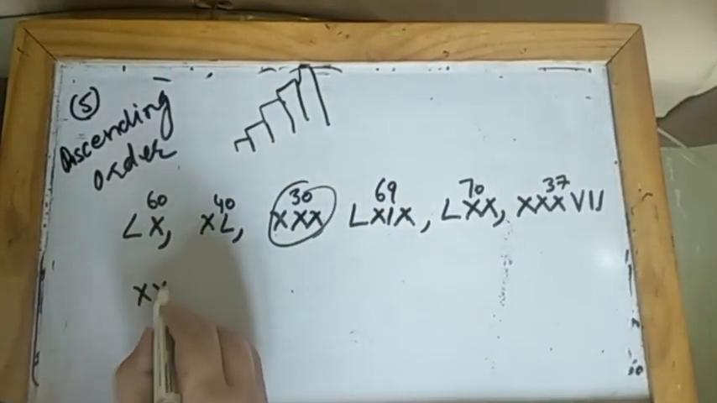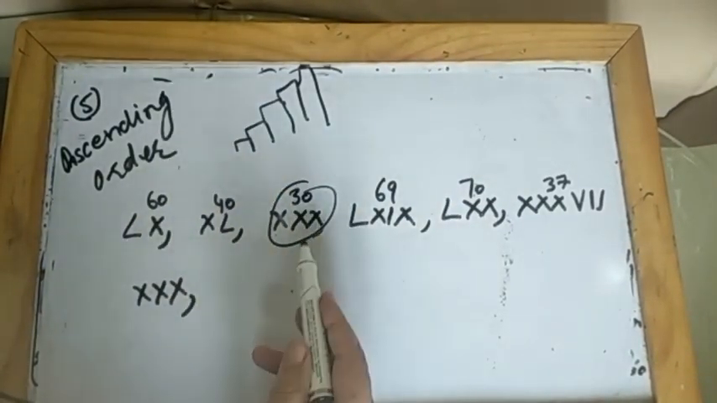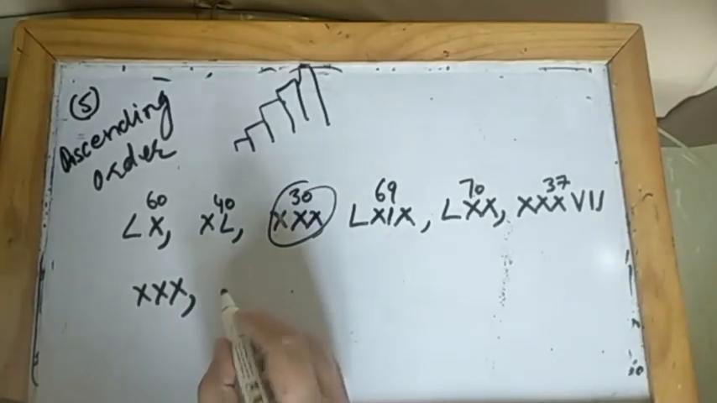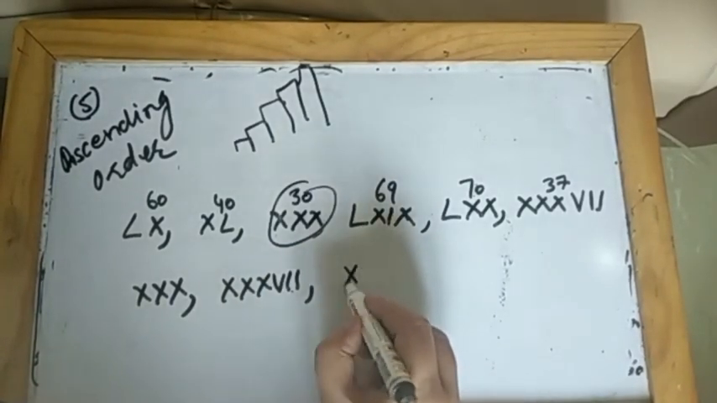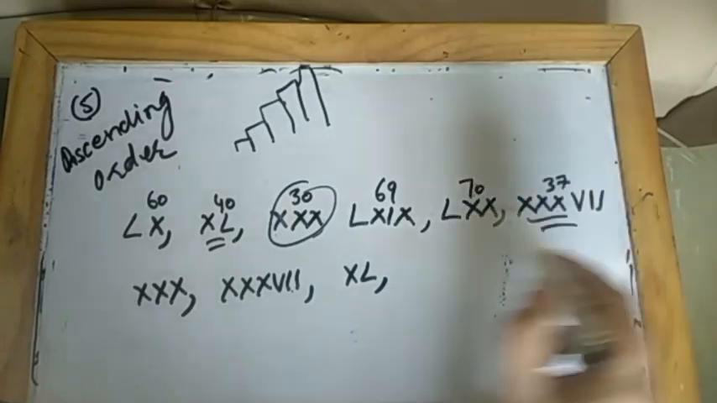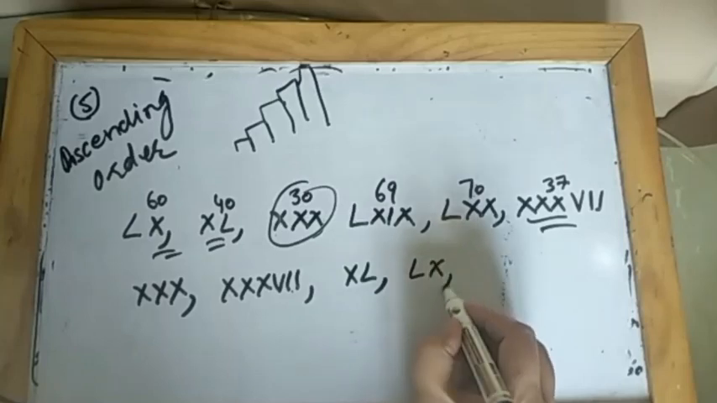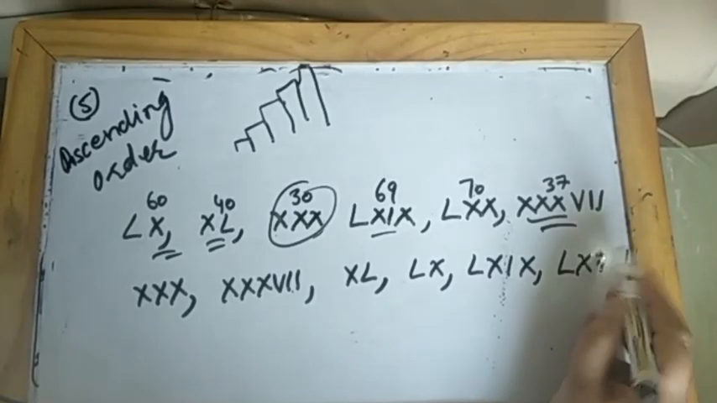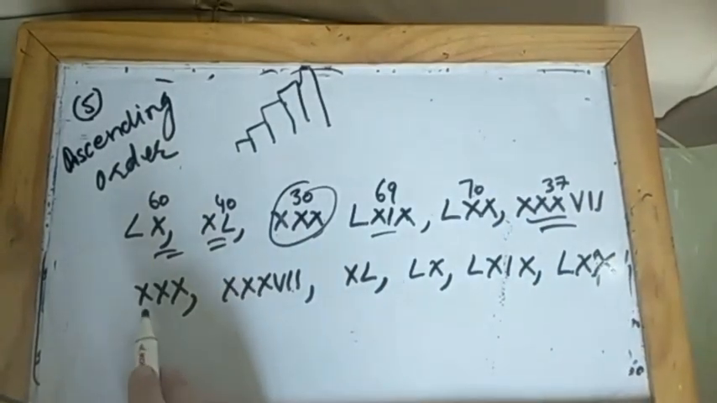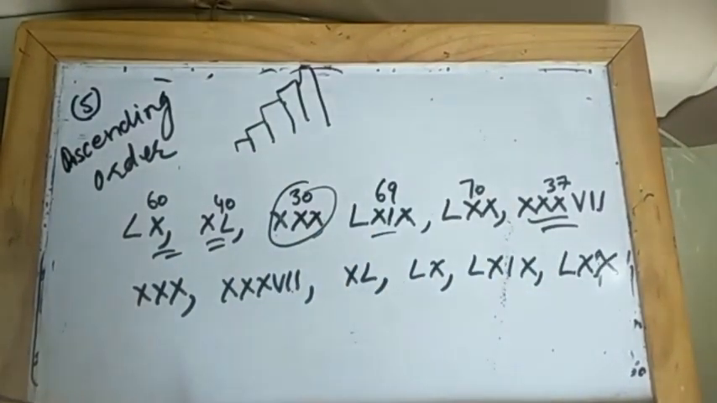So I'll write 30 first, because the question is given in Roman numbers, so you have to give the answer also in Roman numbers. So 30 comes first, then comes 37, then 40, then 60, then 69 and then 70. So this is how you write in ascending order: 30, 37, 40, 60, 69 and 70.